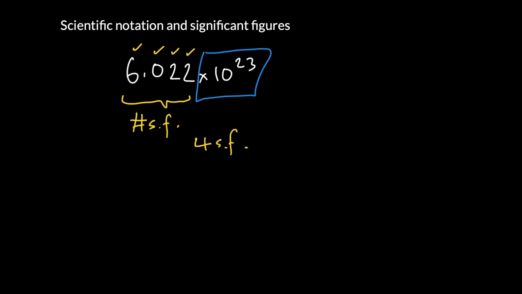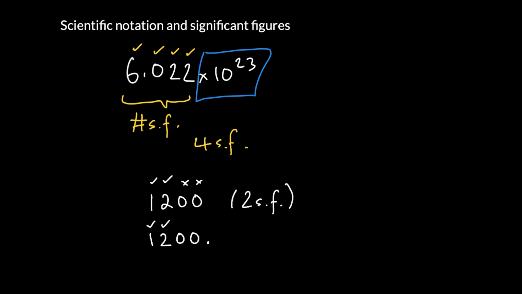Okay, so let's have a look at a number like 1200. 1200 has 2 significant figures as written, the reason being that the 1 and the 2 are non-zero digits, and the zeros at the end are not counted. If we wrote a number like 1200 with a period, then at this point the 1 and the 2 would be significant. The zeros at the end, because there's a decimal point in the number, are counted, so this has 4 significant figures.